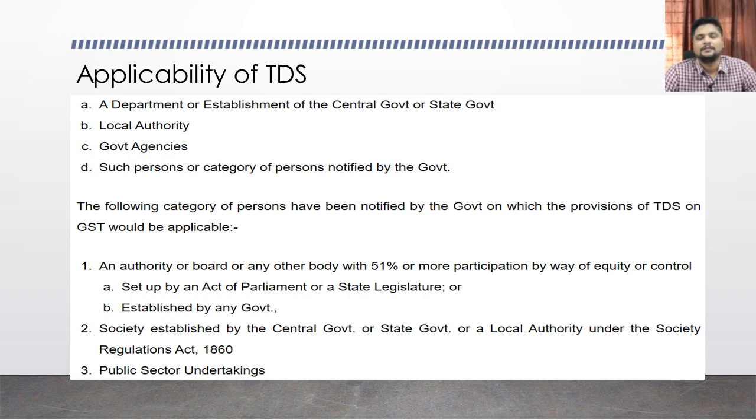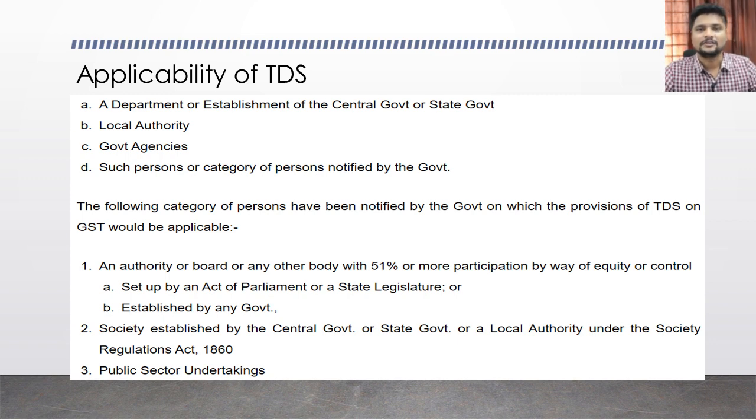So TDS under GST is not applicable for every person. There are certain persons to whom the provisions of TDS are applicable. It is applicable to any department or establishment of the central government or state government. By default it is applicable, with certain exceptions provided by way of notification. You can refer to the notification; 1 or 2 exceptions are provided, but otherwise for all departments or establishments of the central government or a state government, the TDS provisions are applicable.